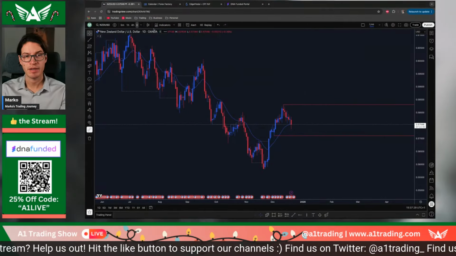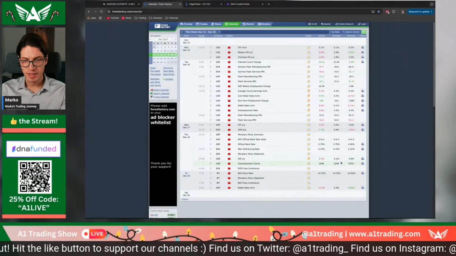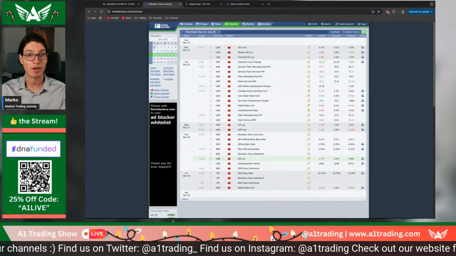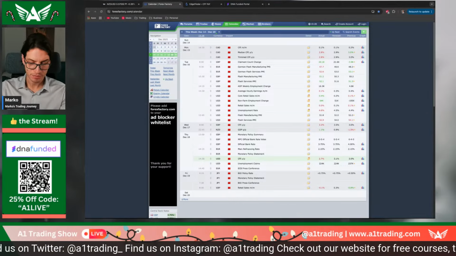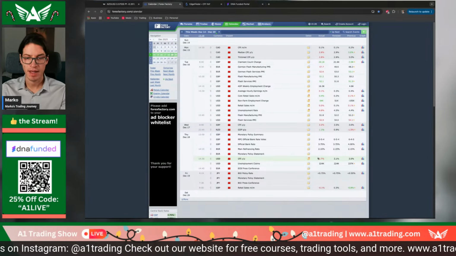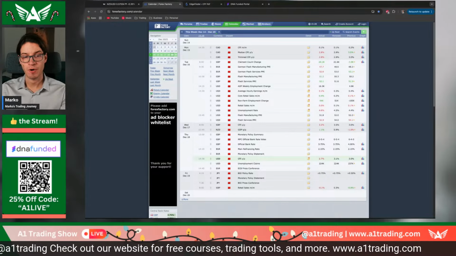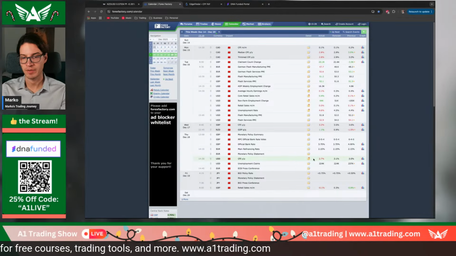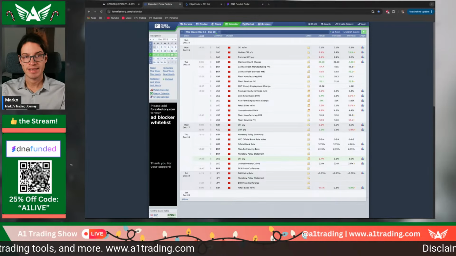CPI came in at 2.7, while the forecast was 3.1, so a lot cooler than expected. But you have to note, the market completely ignored this print. If you look at the price action from Thursday, you would notice that there was very little movement from the CPI print. Why is that the case?